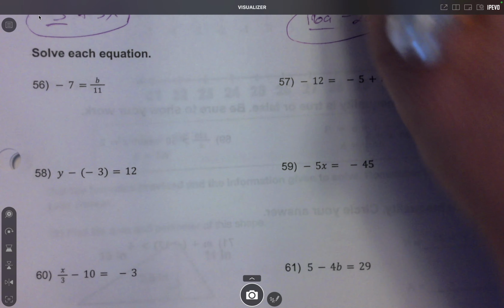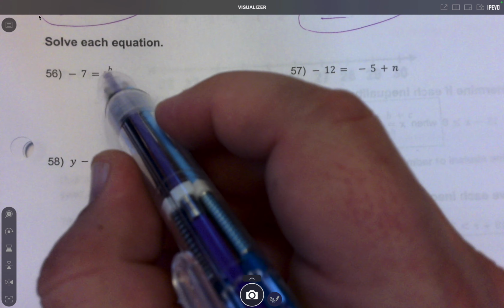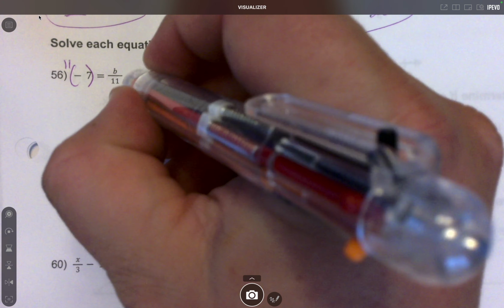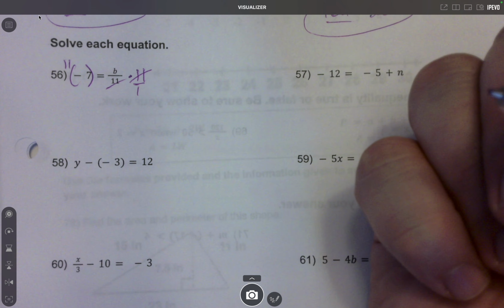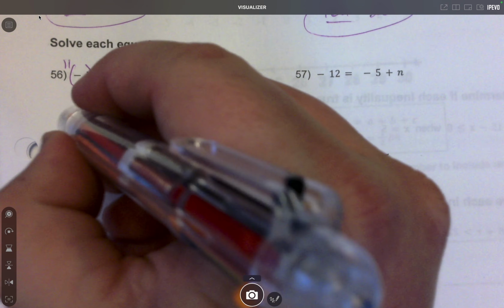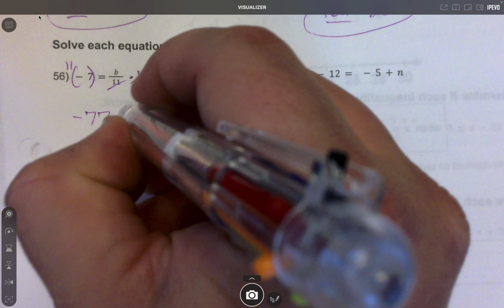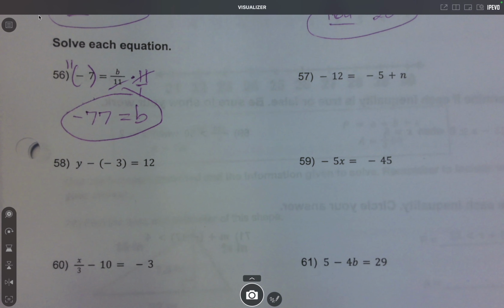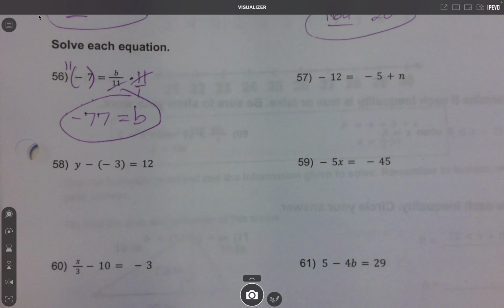On part B, on 56, b is being divided by 11. So to get b by itself, we have to do the opposite of that and multiply both sides by 11. Because that then cancels out the 11s right here. We get 11 times -7 is -77, and b is now left on its own, and we have the right answer. That's what b is equal to.